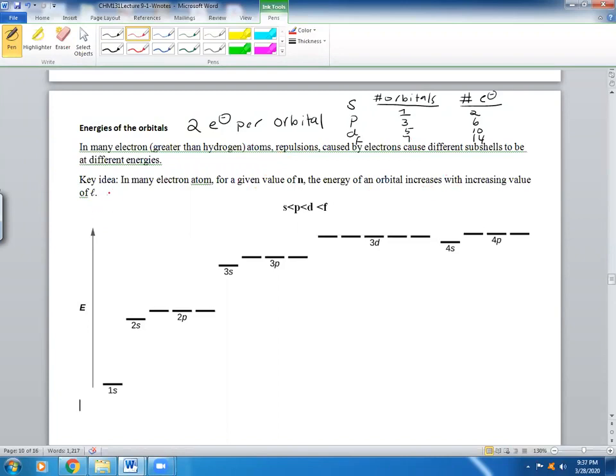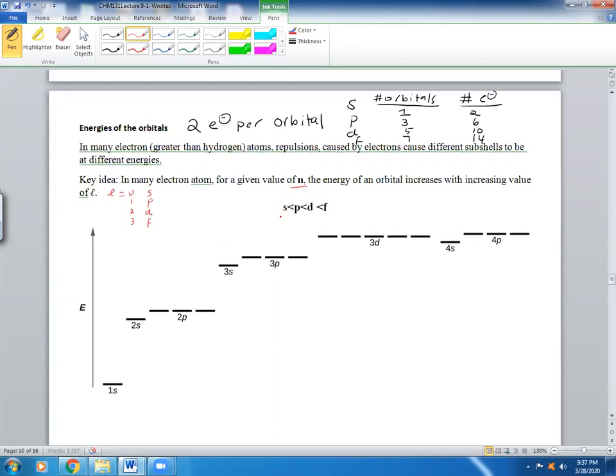So remember, when L is 0, that's an S. When it's a 1, that's a P. When it's a 2, it's a D. And then when it's a 3, it's an F. So it says to you, for a given value of n. So if n is 3 or 4, when we have them all, then it always starts with S, then P, then D, then F. That's the order.